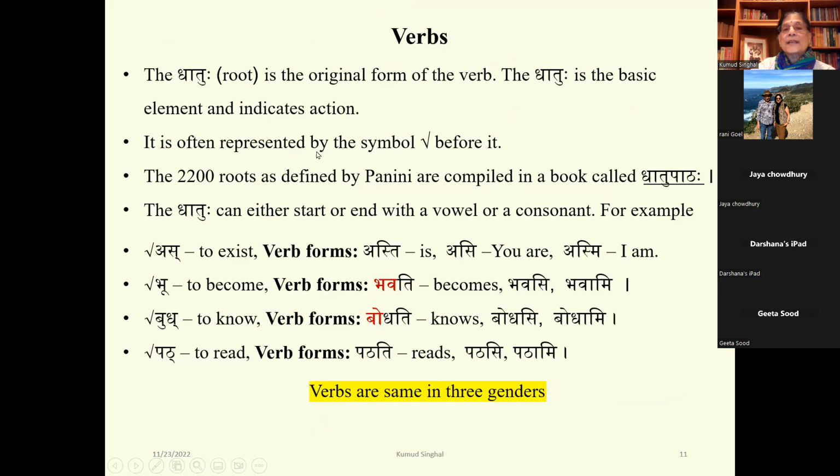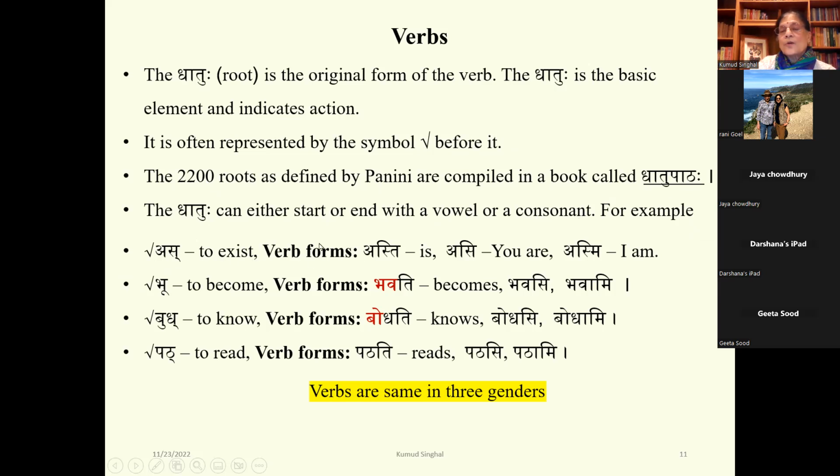It is often represented by a symbol like a square root sign before it. In some texts you will find it, in some texts you will not. I use it to differentiate between a name form and a verb form. The 2200 roots as defined by Panini are compiled in a book called Dhatu Patha. A dhatu can either start or end with a vowel or a consonant. For example, dhatu as starts with a vowel, and as means to exist.